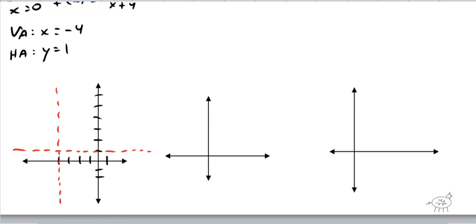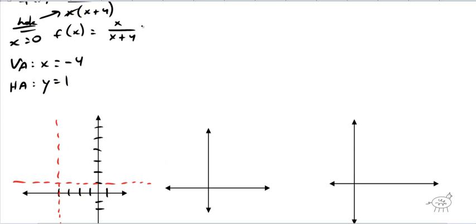Okay, and then let's make a quick t-chart. Move this down again here so we see our function. Again, I'm going to pick values on either side of that vertical asymptote. So I'm going to pick negative 5 and I'm going to pick negative 3. So I get negative 5 over negative 1 is 5. And I get negative 3 over 1 is negative 3.